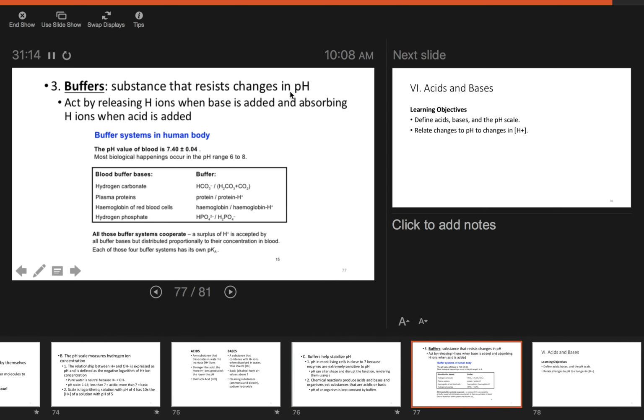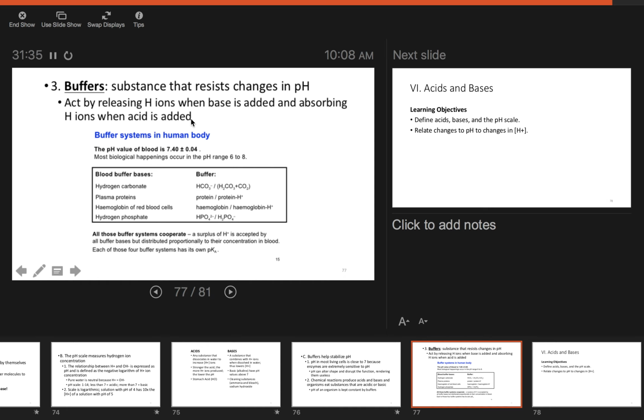Well, they help resist changes in pH by either releasing H ions when a base is added, because remember bases take H's out, so in the case of a basic solution they'll add H pluses, or when an acid is added, because acids tend to give up hydrogens, those buffers will absorb those H ions.